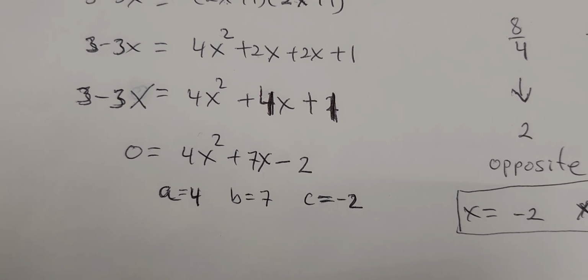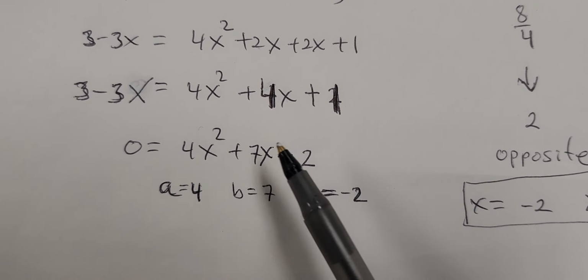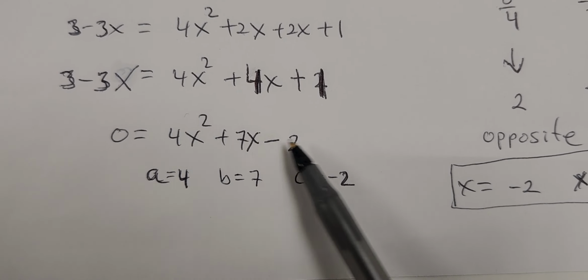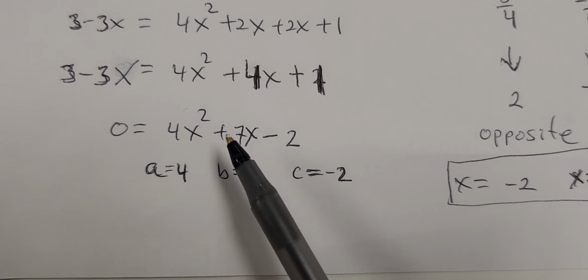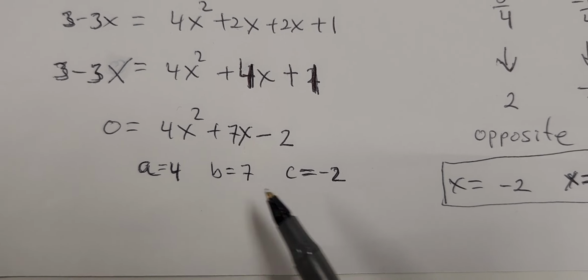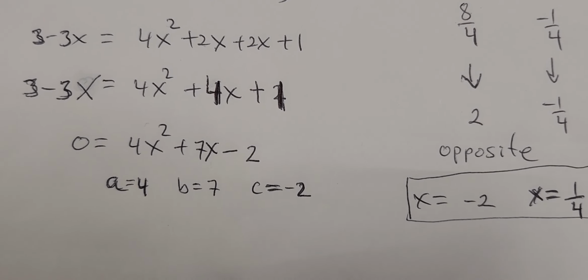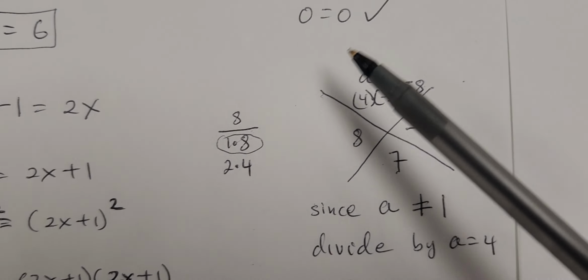Okay. Now here you have a trinomial. This is my A. This is my B. This is my C. This is a trinomial A, B, C. So A is 4, B is 7, C is -2. So we need to factor this out to find my x. And that's what I did up here.